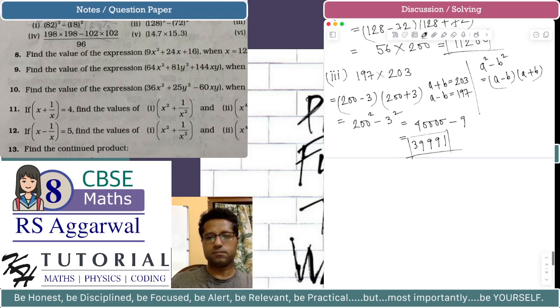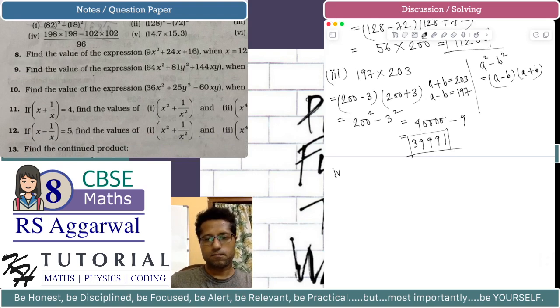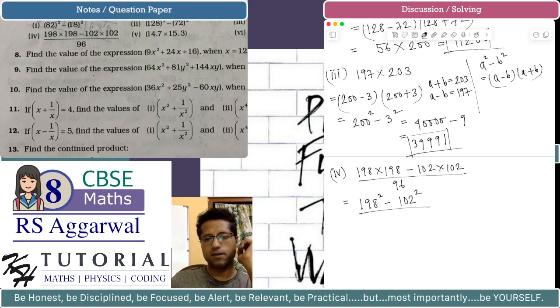Part 4 is 198 multiplied by 198 minus 102 multiplied by 102, divided by 96. Now you can see this is equal to 198 square minus 102 square by 96. Now the numerator is of the form a square minus b square, where a is 198 and b is 102.